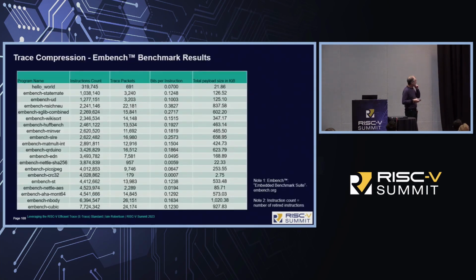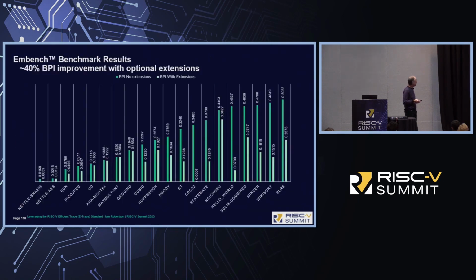I guess the next thing I want to show is some results. So we ran, you don't need to digest this table, I've got some nice graphs. But basically, we ran the MBench benchmark suite against the encoder with the optional encoding improvement modes both turned on and off. And from that, you measure the bits per instruction of trace that are generated. And here we can see some of the results.